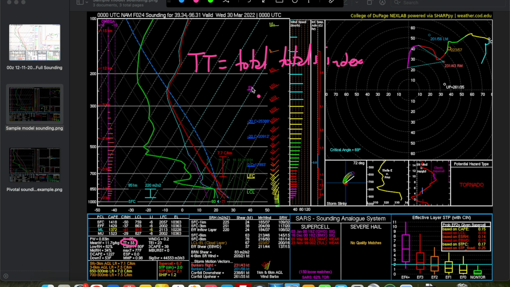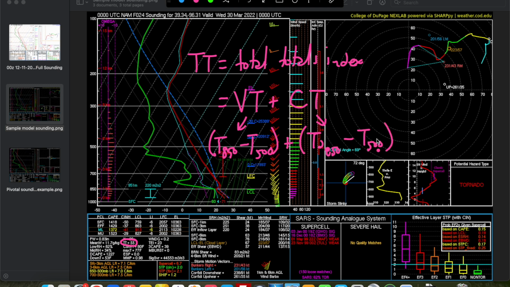And just as a refresher, the way we calculate total totals is we add up the vertical totals and the cross totals. The vertical totals are the difference between the 850 and 500 millibar temperatures. We then add that to the cross totals, which is the difference between the 850 millibar dew point and the 500 millibar temperature. So that is our formula for the total totals index.